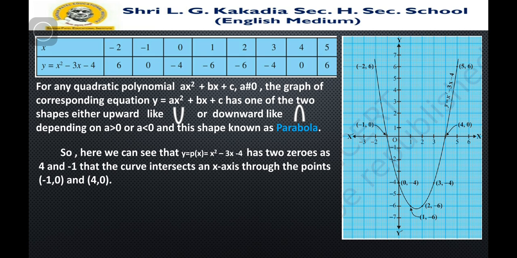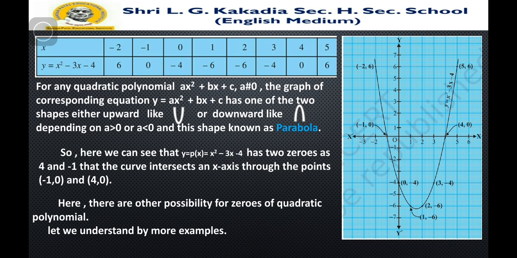Here we can see that y is equal to p of x is equal to x square minus 3x minus 4 has two zeros, 4 and minus 1, as the curve intersects the x-axis at the points minus 1 comma 0 and 4 comma 0. There are other possibilities for zeros of a quadratic polynomial. Let me explain with more examples.